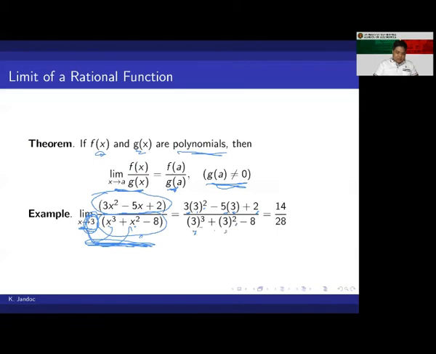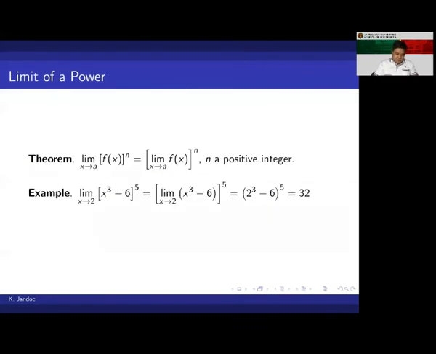So yeah, this is 9, 27 minus 15, 12 plus 2 is 14. This is 9 plus 27 plus 9. This is 36 minus 8, 28. So it's 14 over 28, or 1 half.